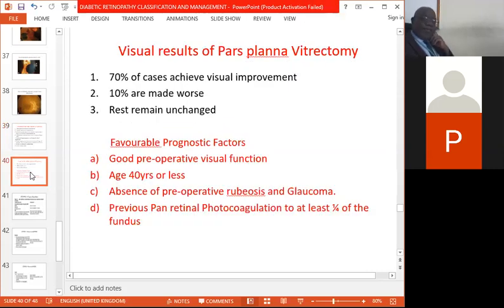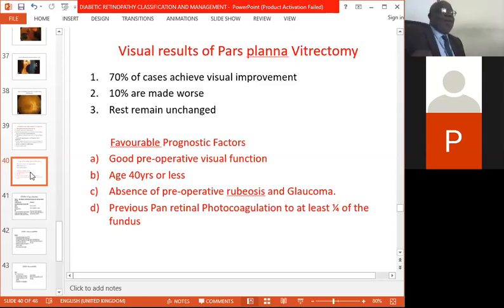Visual results of pars plana vitrectomy: 70% of cases achieve visual improvement, 10% are made worse, and the rest, 20%, remain unchanged. So what this shows you and me is that while this is a good treatment, let us not give the patient the idea that everything will be okay. You tell them this is an operation, the outcome is this. Whether this is the outcome also depends on individuals, on what we'll find there.